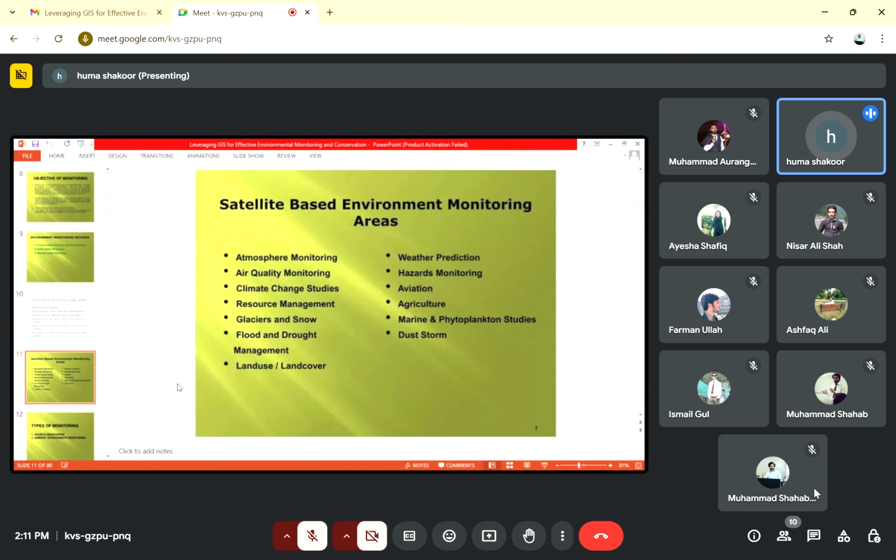Satellite based environment monitoring areas. What are the areas which we cover through satellite remote sensing? These are atmospheric monitoring, air quality monitoring, climatic change studies, resource management, glaciers and snow, flood and drought management, land use, land cover, weather predictions, hazard monitoring, aviation, agriculture, marine and phytoplankton studies, dust and storms. So these are the areas which we cover through satellite based monitoring.